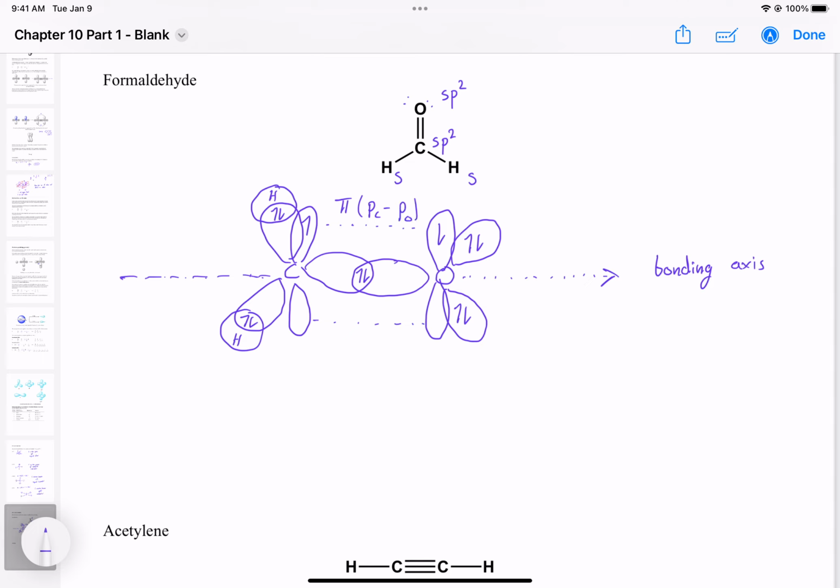Okay, so these orbitals right here next to the oxygen, those are going to be sp2 hybridized, and it's going to hold a lone pair, so it's not a bond, it's an orbital. And then for the carbon and hydrogen bond, we can say it's a sigma bond composed of the carbon sp2 orbital to the hydrogen s orbital, like that.